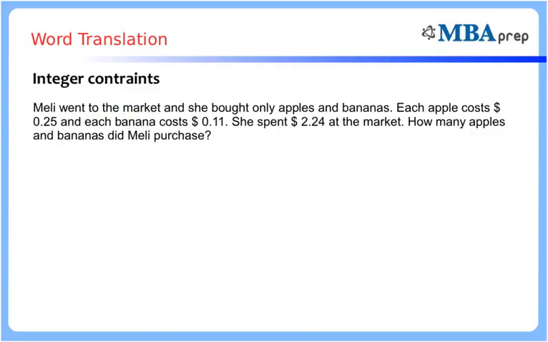There's another type of equation that may seem awkward, but it's just an equation with integer constraints. This example: Mel went to the market and she bought apples and bananas. Each apple costs 25 cents and each banana costs 11. So I could write this. She spent $2.24 at the market. How many apples and bananas did Mel purchase?